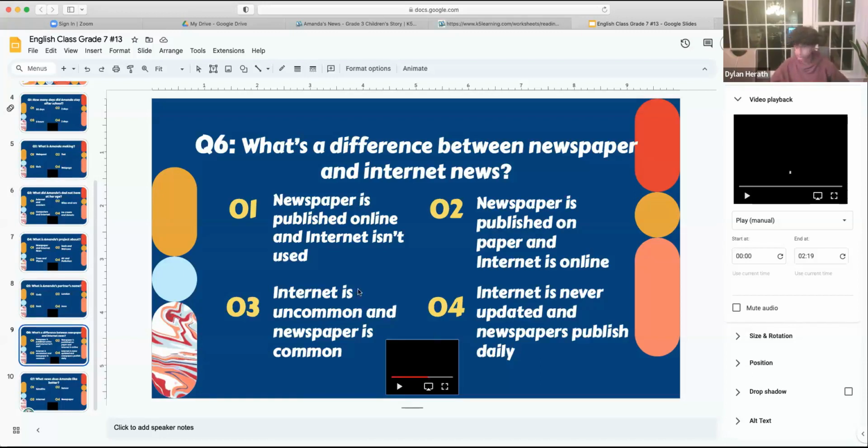And also just to make sure we know what these terms mean. Publish means it is put out. So that would mean newspaper is put out online. Uncommon and common means, common is always there, like there's a lot of it. Uncommon means there's not a lot of it. So it's kind of more rare.